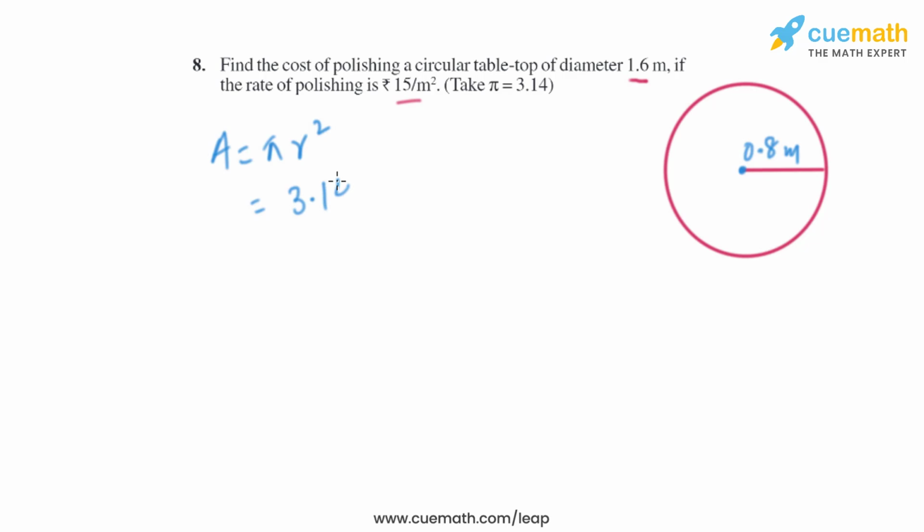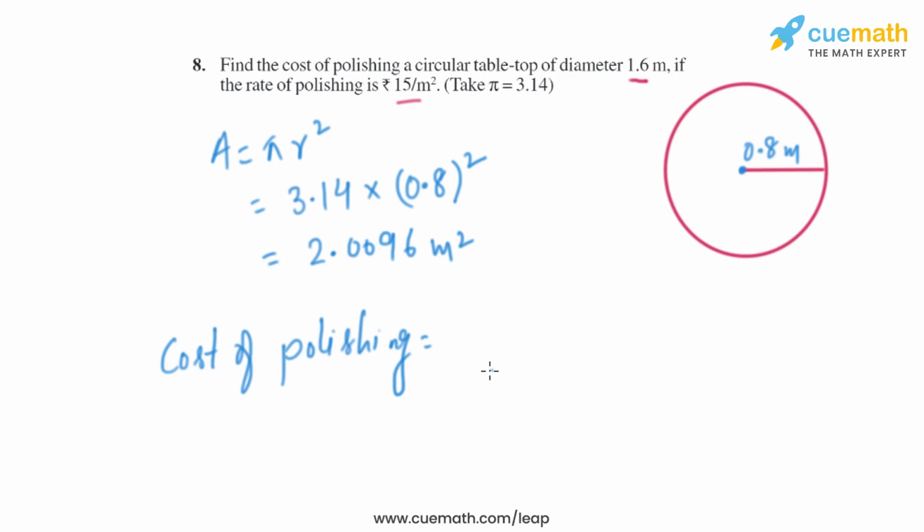is given as 3.14, and we will take the radius as 0.8 meter, as the diameter is 1.6 meter, so the radius is basically half of that, so it will be 0.8 square. When we solve that, we will get the area of the circular table which we need to polish as 2.0096 square meter. That is the area of the circular tabletop.